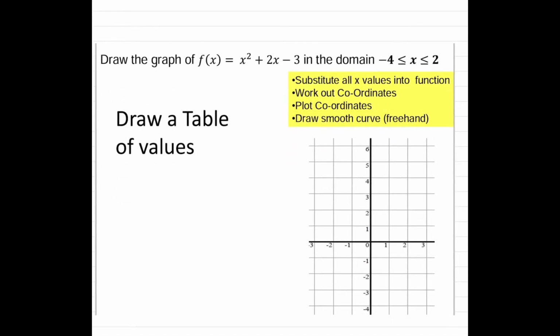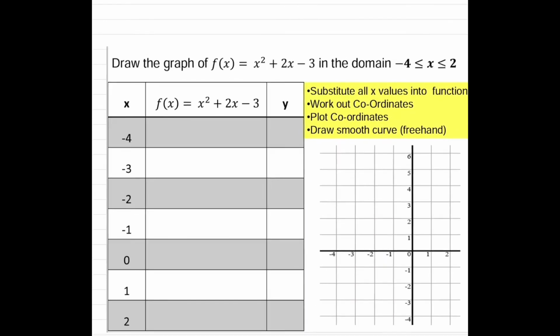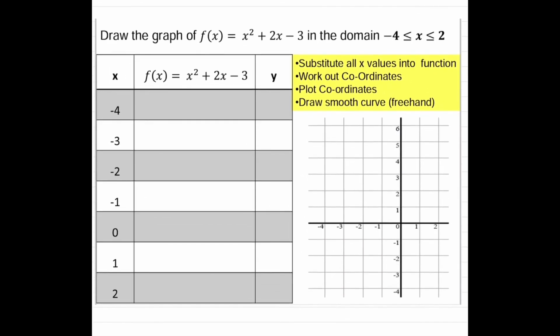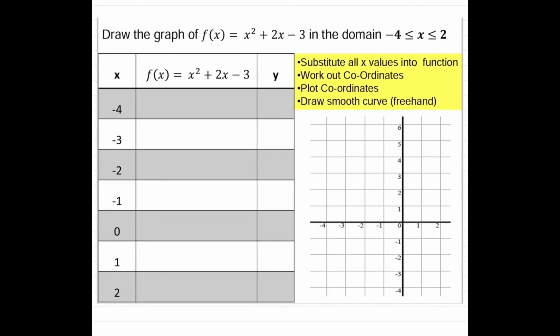So here we need to draw the graph of f of x equals x squared plus 2x minus 3 in the domain from minus 4 to 2. So again, we're going to draw a table of values between minus 4 and 2. Okay, so let's start now subbing in our values. Make sure when you're subbing in, always use brackets.